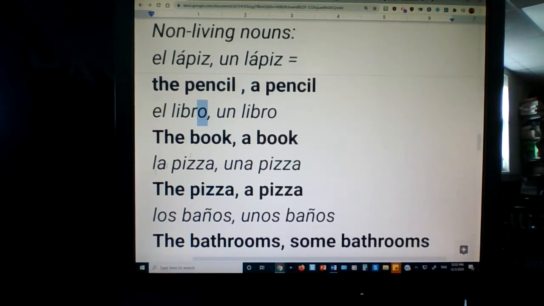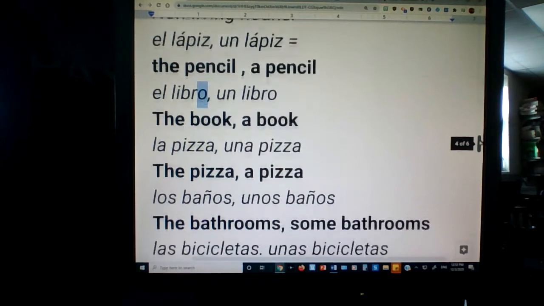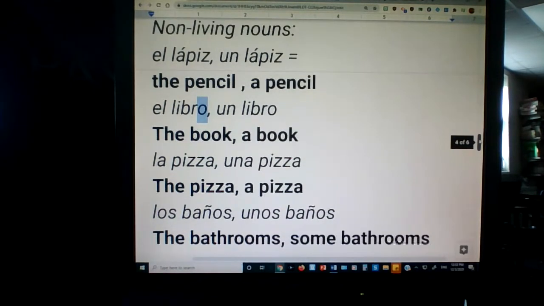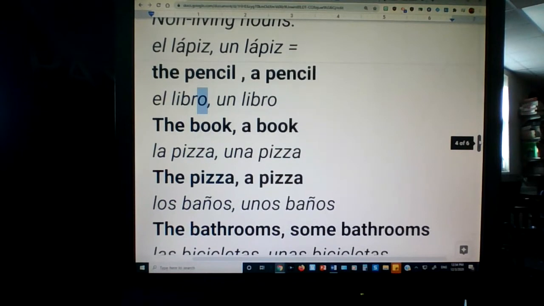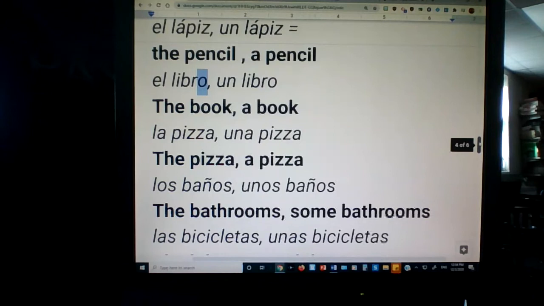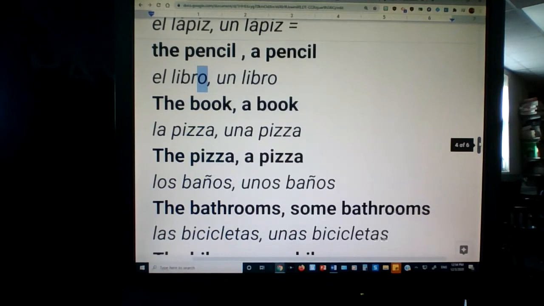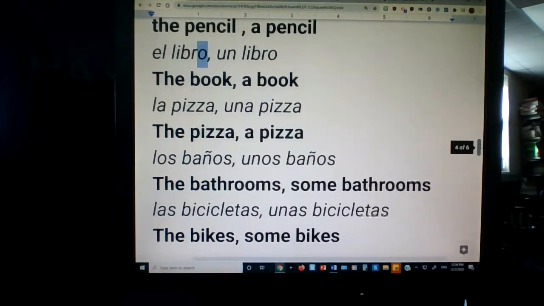Pizza is feminine. La pizza. Me gusta la pizza. I like pizza. Me gusta el hombre de pizza. Do you know what hombre means? Hombre de pizza? Hombre was man. El hombre de pizza? Sí, me gusta el hombre de pizza. I should get sponsored somehow.